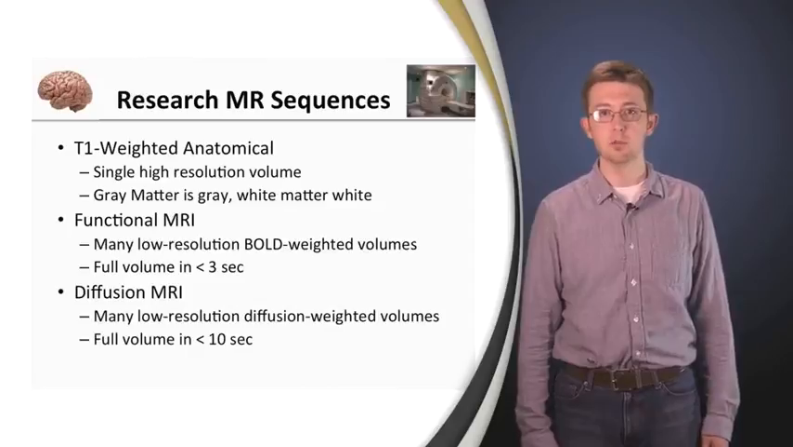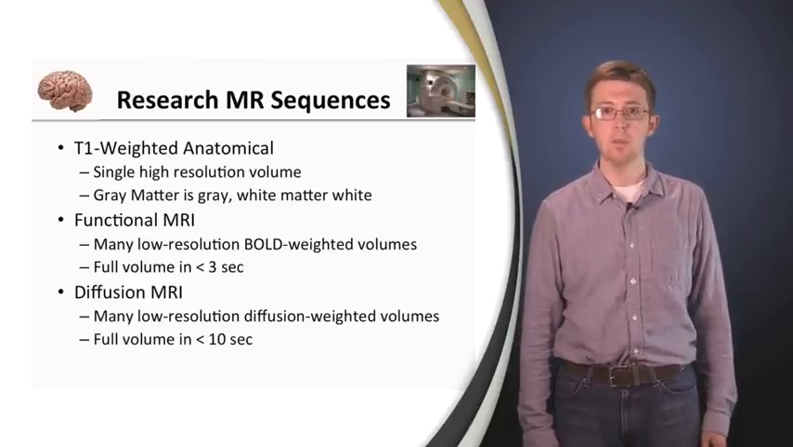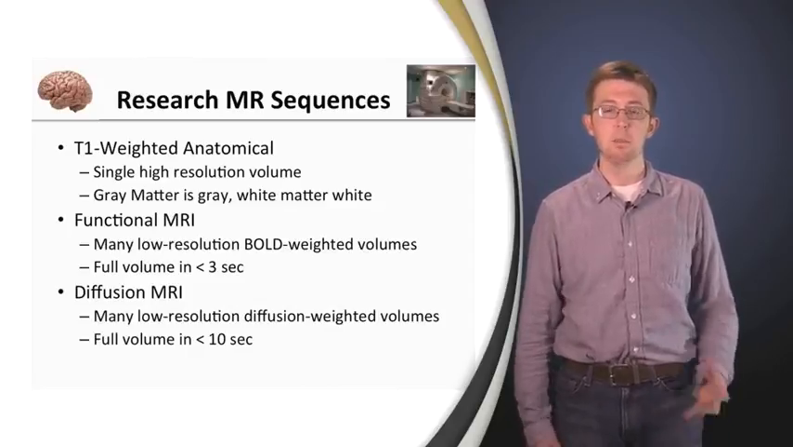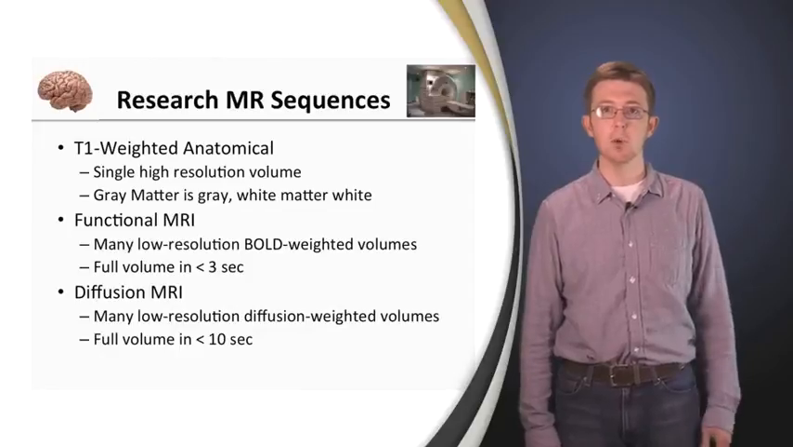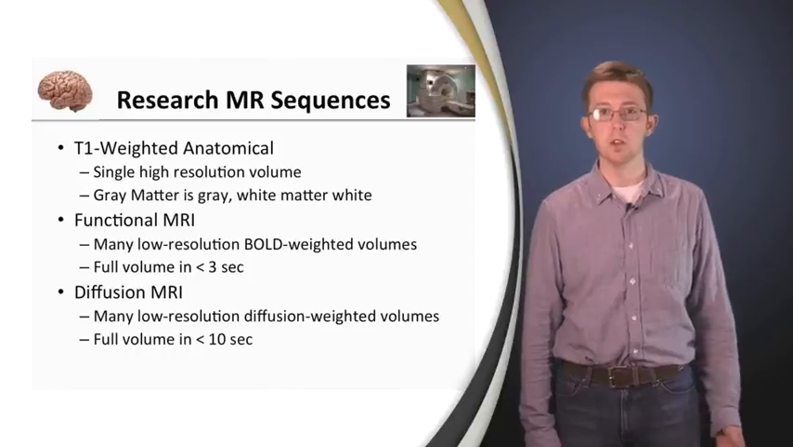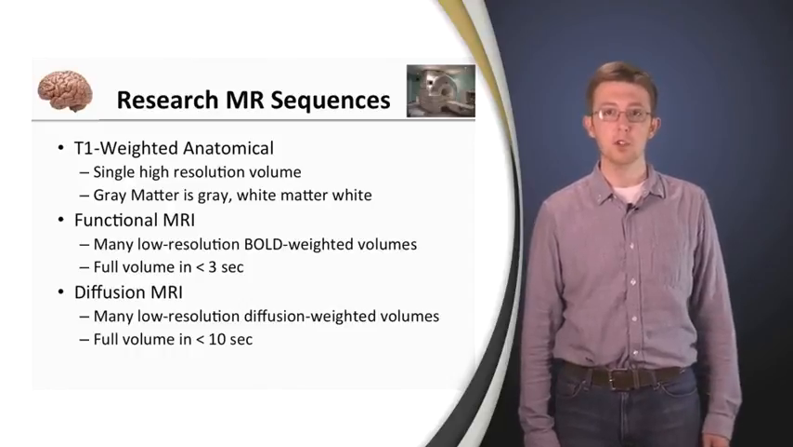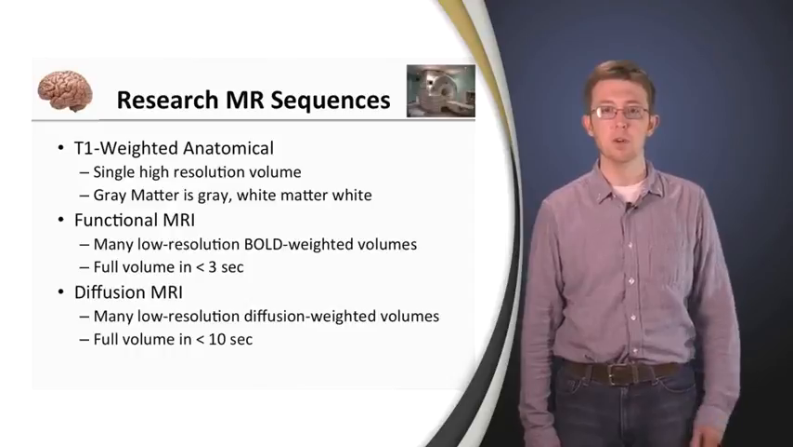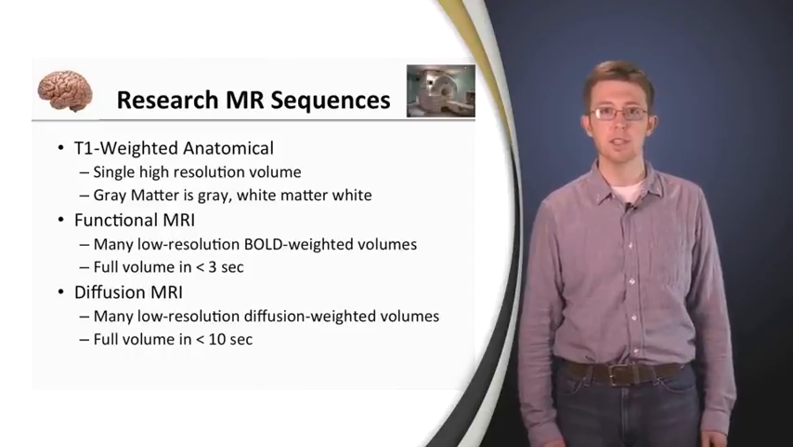We can also capture what's called functional MRI. In this sequence, many low resolution, BOLD weighted volumes are captured, and capturing an entire volume takes about 3 seconds. We finally also collect what's called diffusion MRI data. This also includes many low resolution diffusion weighted volumes, and each one of these volumes is captured in about 10 seconds.